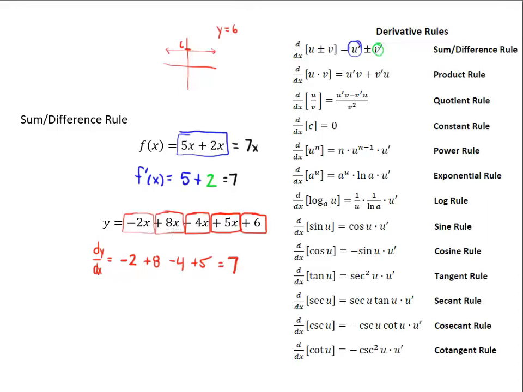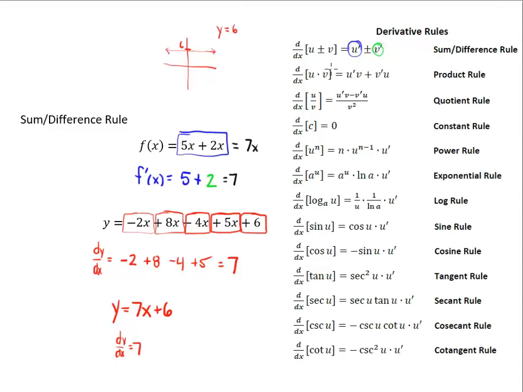Now, once again, before I did it in calculus, if I can combine some terms together to make my life easier, that's all the better, right? Negative 2x plus 8x is 6x, minus 4x is 2x, plus 5x is 7x, plus 6. So the equation we really started out with was 7x plus 6. It's still a linear equation. This plus 6 just moves the graph up and down. It has nothing to do with the slope. The slope of this graph is 7, so the derivative is 7. Slope is 7 everywhere. That's the sum difference rule, so pretty straightforward. We're going to hold off on the product and quotient rule. Those are much more complicated. They're not as straightforward.